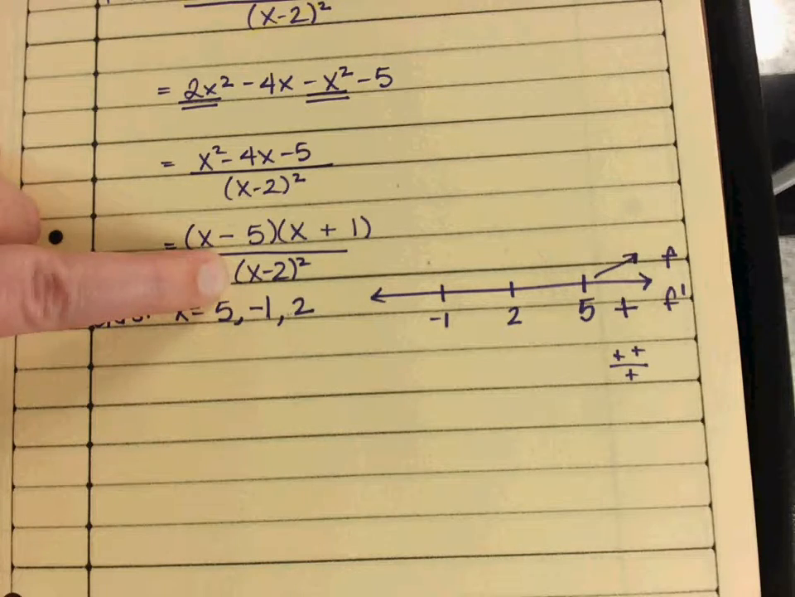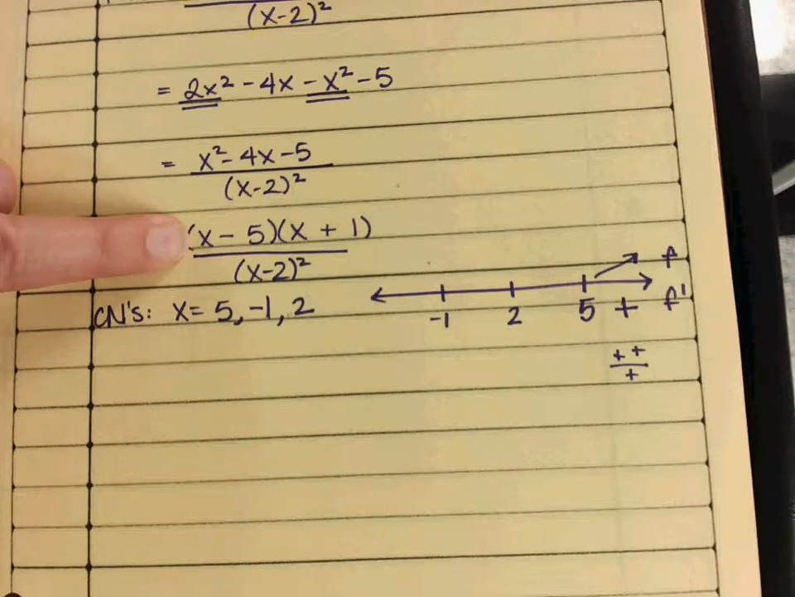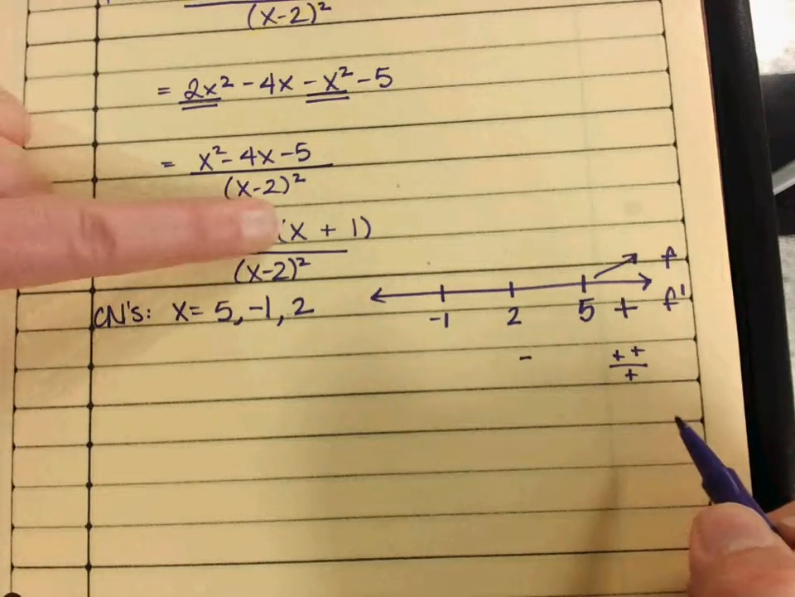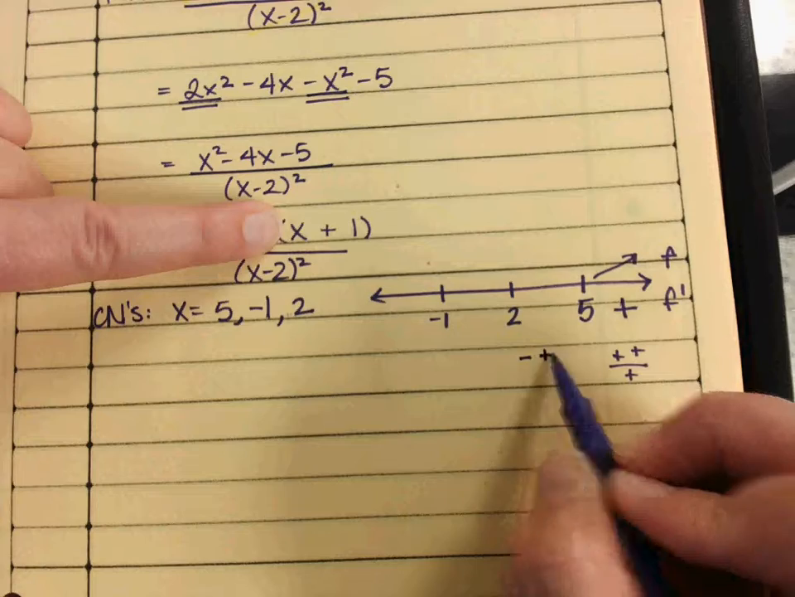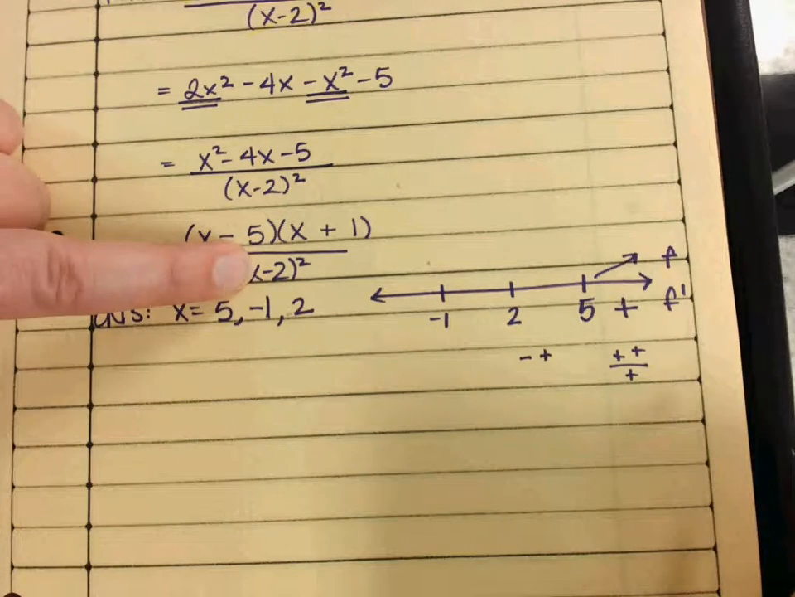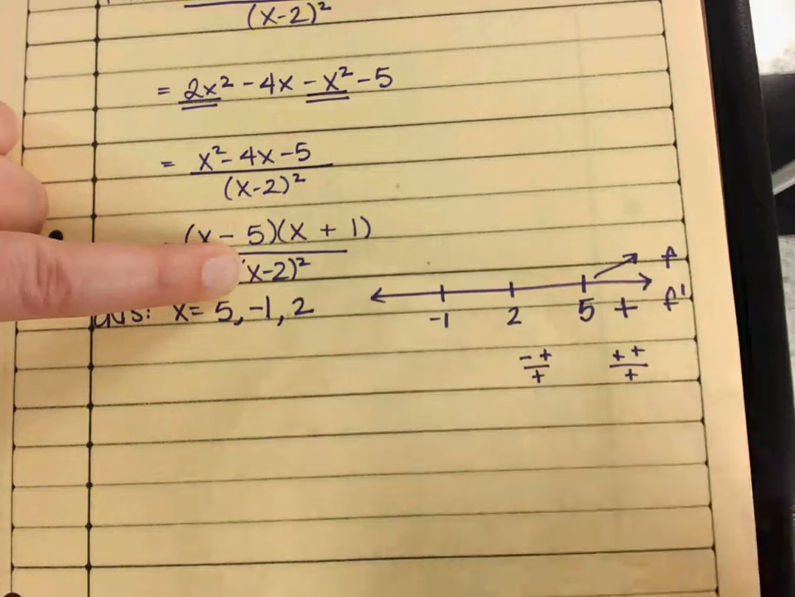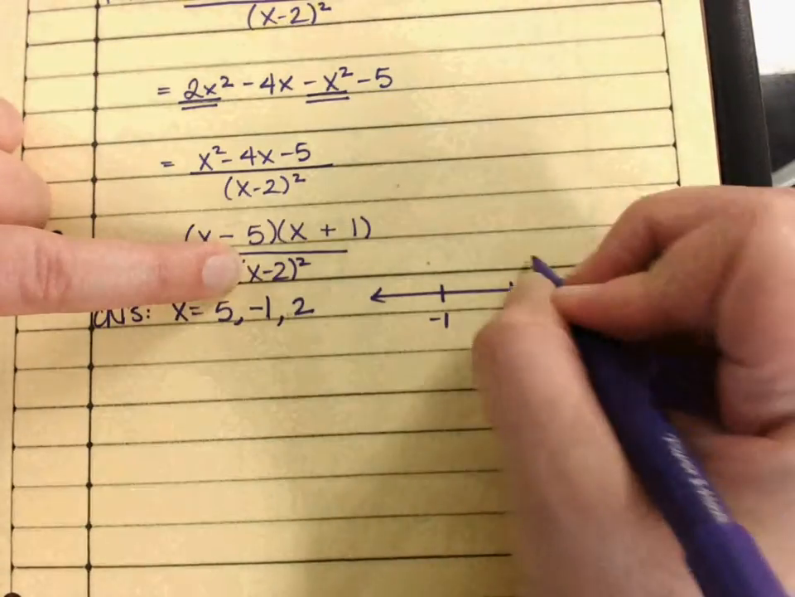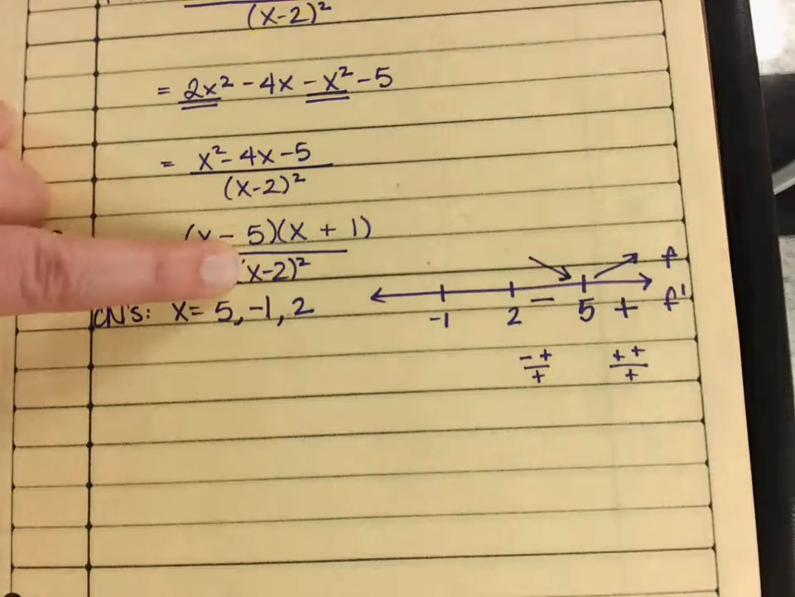Okay, pick a number between 2 and 5. What could I pick? What is 3 minus 5? Negative. What is 3 plus 1? Positive. What is 3 minus 2? Positive, but then I square it? Still positive. Overall, what's a negative times a positive over a positive? Negative, which means f is decreasing.